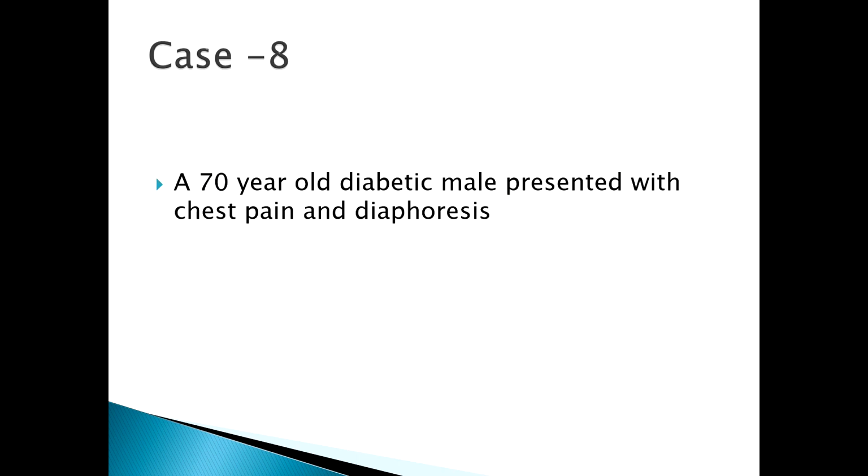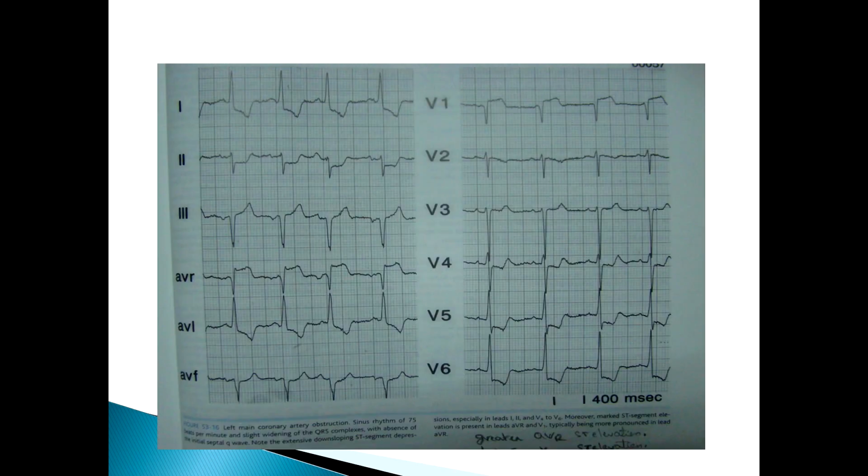Case number 8, a 70-year-old diabetic male presented with chest pain and diaphoresis. Again, this ECG. I am showing all important ECGs, which you should not miss in your clinical practice, whether you are going to become an endocrinologist or nephrologist. This is a very important and very dangerous ECG. AVR is up. You can see AVR is elevated and there is diffuse ST segment elevation. In this type of case, you will have multivessel disease, left main with multivessel disease. These patients need to be admitted very early, stabilized and subjected to angiography, followed by multivessel PCI or CABG.